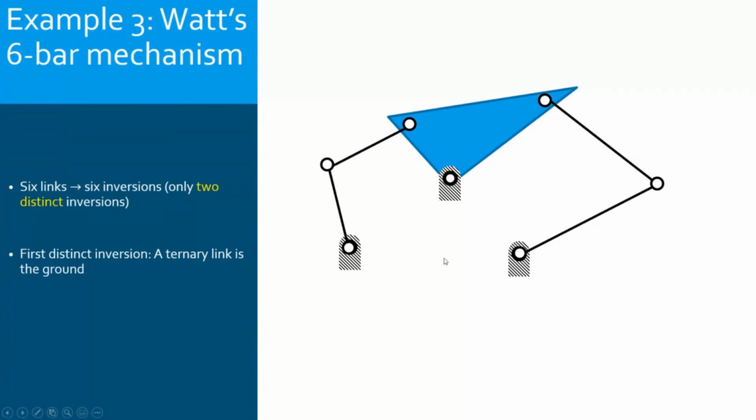Grounding the bottom ternary link or grounding the upper ternary link will always lead to the same configuration, except that instead of having the ground here at the bottom and the ternary link at the top, I will have the opposite. I will have the three connections at the top and the ternary link at the bottom. So here I will have the first inversion. Okay, in all there are 6, but there are already 2 similar. There is only one distinct from them. So the first distinct inversion here is to ground one ternary link.